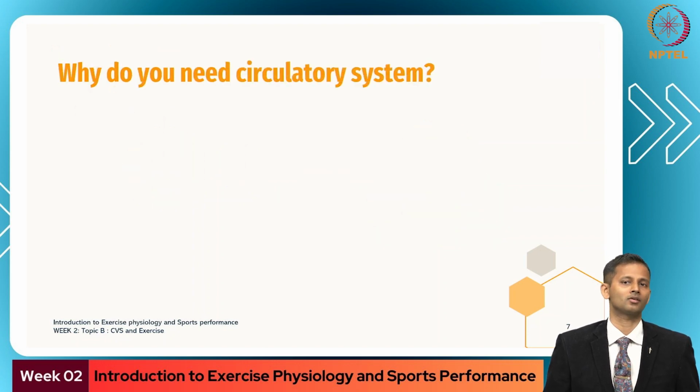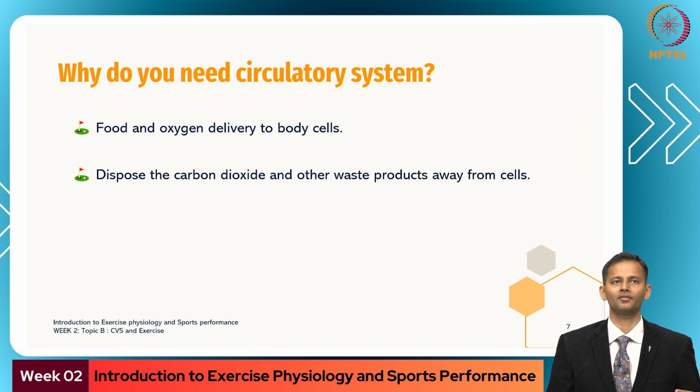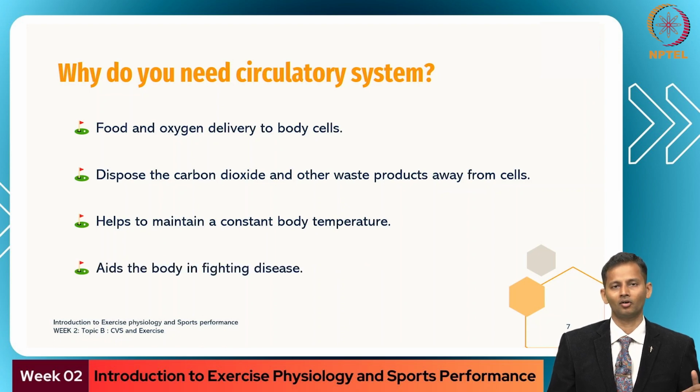Why do you need a circulatory system? You have assumed it right. The circulatory system is basically to supply the food and oxygen to the cells and carry back the waste products as well as the carbon dioxide from the tissues to the respective organs, to clear them off from the tissues. It also helps to maintain body temperature and also helps in fighting disease.